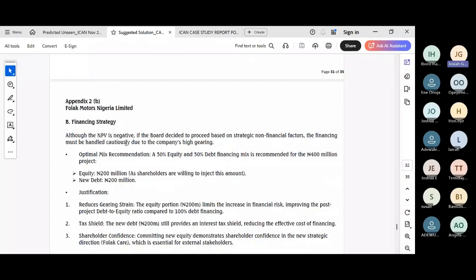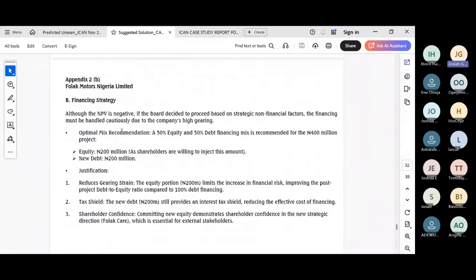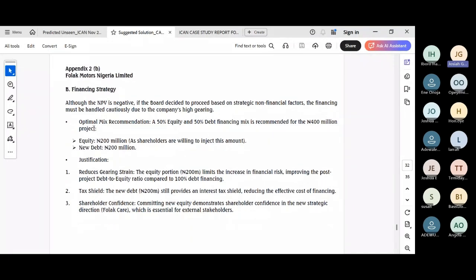So the second one is the financing strategy we asked about. Even though the NPV is negative, if the board decides to proceed, not based on these financial factors but based on non-financial factors, we're recommending the optimum mix should be 50% equity, 50% debt. Equity should be 200 million and debt should be 200 million, depending on what shareholders are willing to inject.